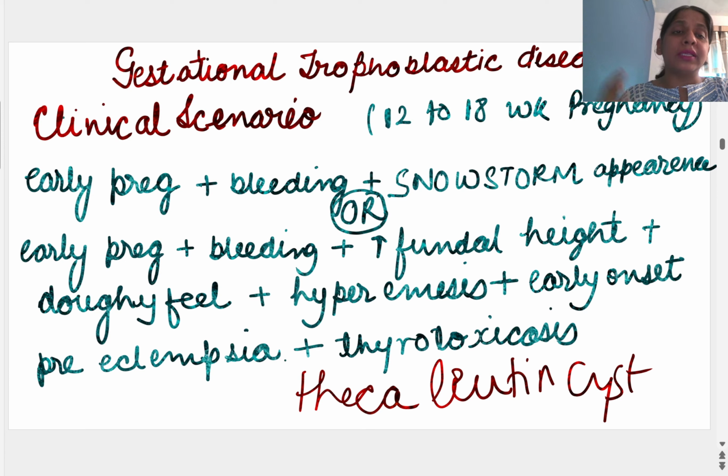Sometimes they give you a patient of early pregnancy with bleeding and there is increased fundal height, doughy feel, doughy means like dough, there is hyperemesis, early onset preeclampsia and thyrotoxicosis. Or they can also give you that there is a theca lutein cyst in it. Now why does all this happen? There is hyperemesis, early onset preeclampsia, thyrotoxicosis and theca lutein cyst.